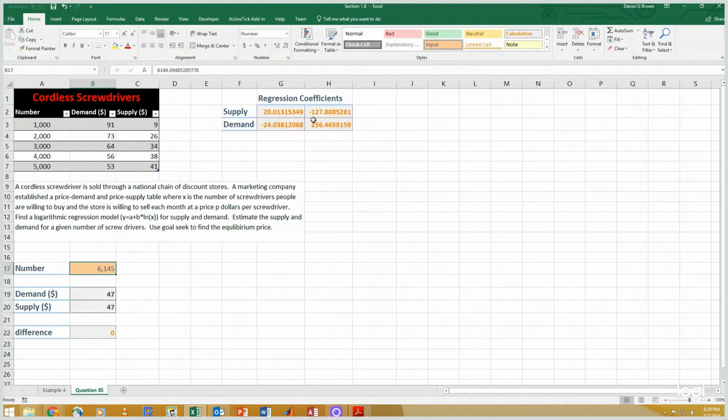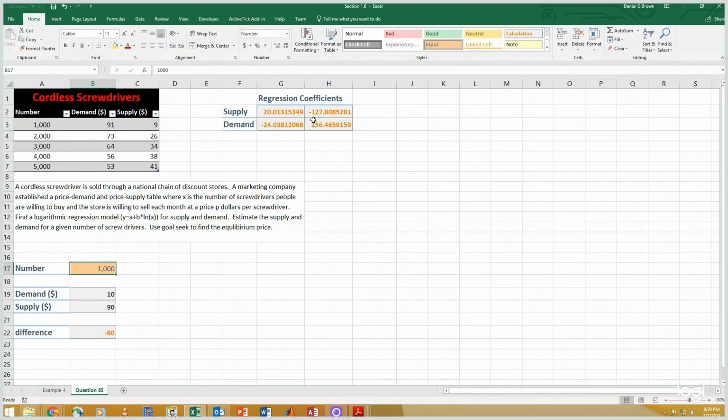Turns out the 6,145 is the equilibrium quantity. If the company sells for $47, they are willing to sell 6,145, and if the price is $47, people are willing to buy 6,145. If I wanted to find this, let's say we're selling 50 of them. Oops, that's not a good number. How about 1,000 of them? Supply and demand are not in equilibrium.